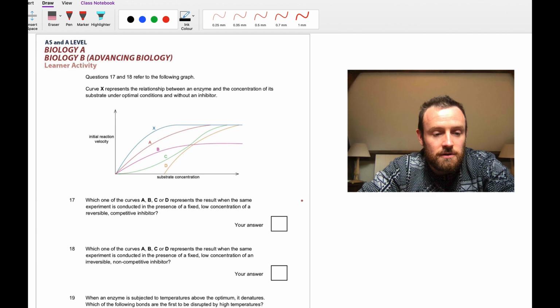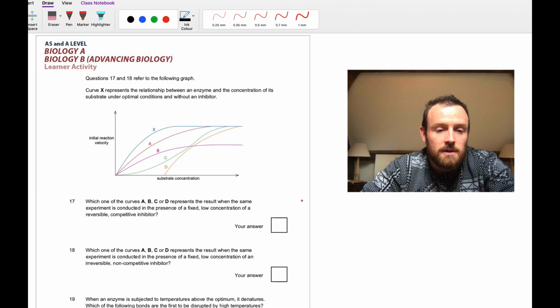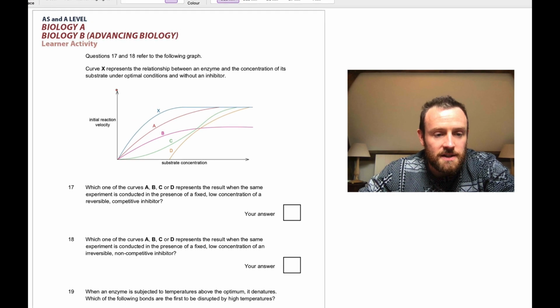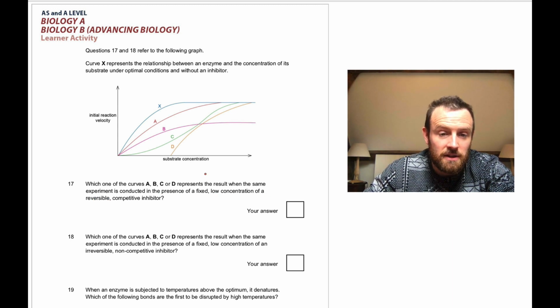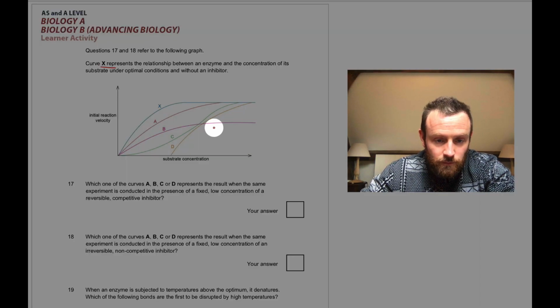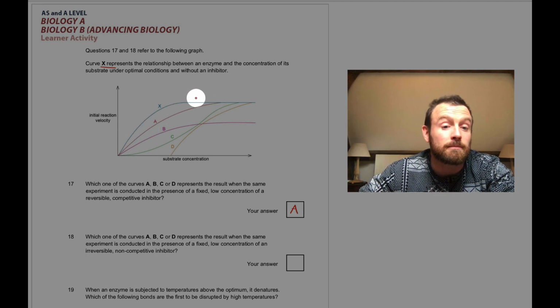Okay, so 2 questions about this graph. So, oh my gosh, we got a lot of different lines here. Initial reaction rate, substrate concentration. Okay, which one of the curves, A, B, C, or D, represents the results when the same experiment is conducted in the presence of a fixed low concentration of a reversible competitive inhibitor? Okay, so X is normal. Reversible competitive inhibitor is going to be A. Okay, competitive inhibition, remember it can reach that top line. And it kind of follows a similar curve just underneath the first one.